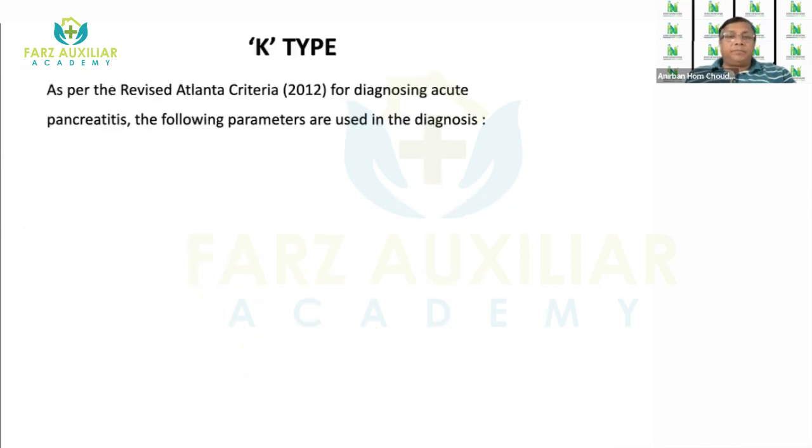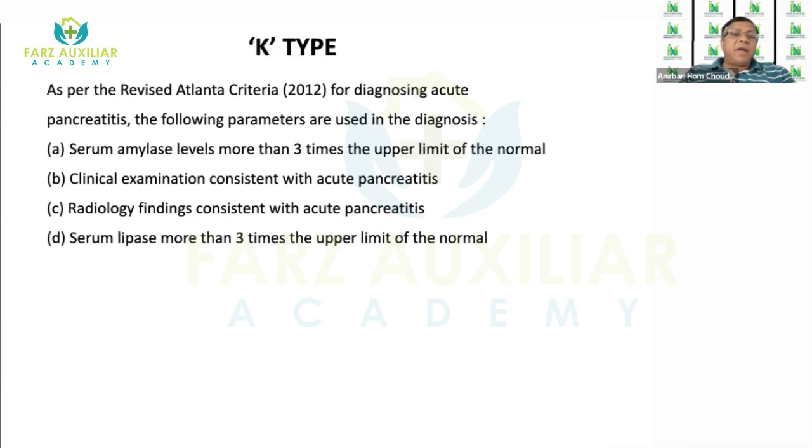Moving on to the next question. As per revised Atlanta criteria 2012, for diagnosing acute pancreatitis, the following parameters are used. This is a K-type question, so you have to answer accordingly. Serum amylase levels more than 3 times the upper limit of normal. Clinical examination consistent with acute pancreatitis. Radiological findings consistent with acute pancreatitis. Serum lipase more than 3 times the upper limit of normal. Question is open to the house.